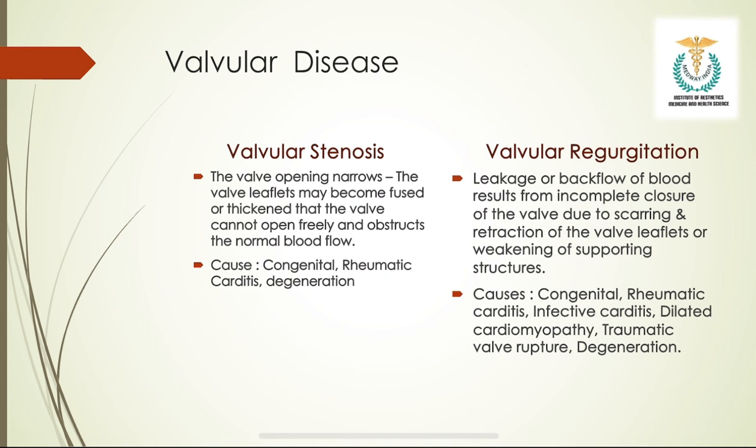Valvular disease is categorized into two: valvular stenosis and valvular regurgitation. In valvular stenosis, the valve opening narrows. Because of that, the valve leaflets may become thickened so that the valve cannot open freely and obstructs the normal blood flow. It can be caused by congenital anomalies, rheumatic carditis, or degeneration of the heart valve tissue.